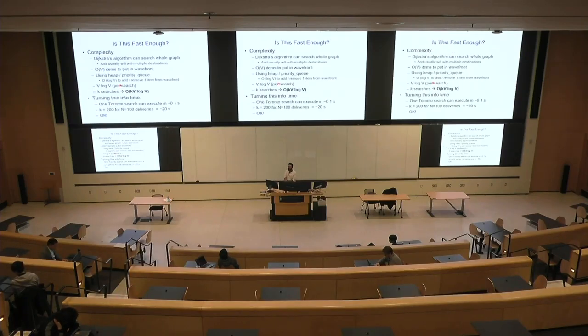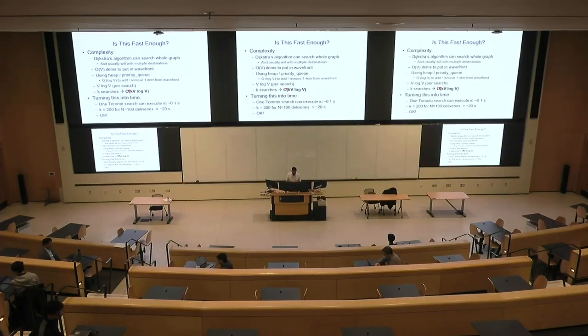So the time complexity for this is going to be k v log v. And let's turn this into actual time. One Toronto search can execute in around 0.1 seconds, based on the A-star algorithm. But we agreed here we're not going to use the A-star algorithm because for our use case, Dijkstra is more useful, because we are visiting every single intersection in the city.